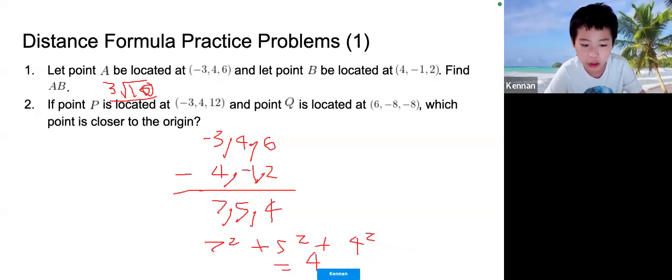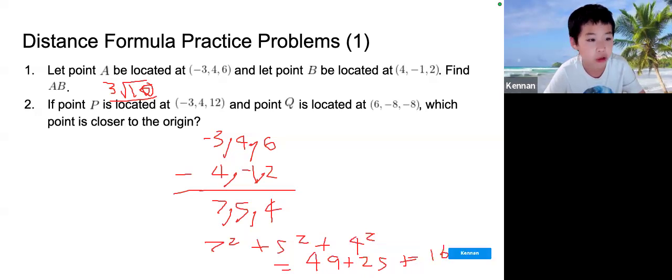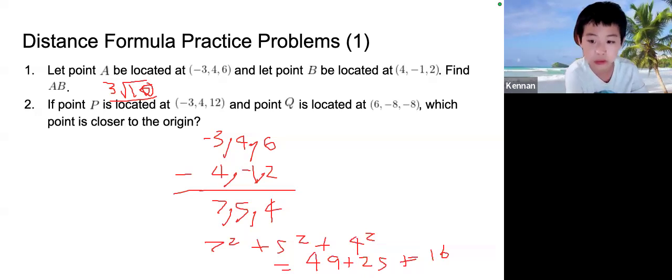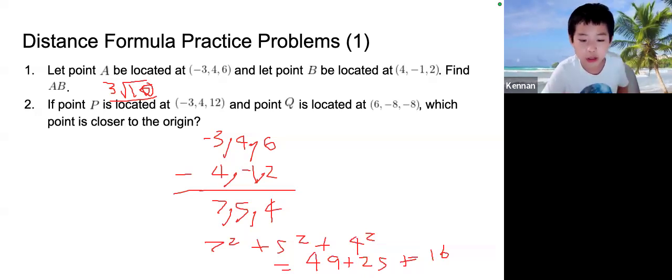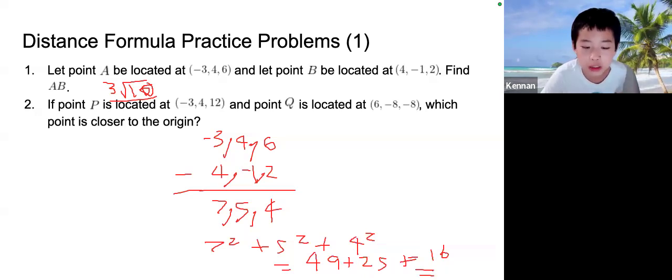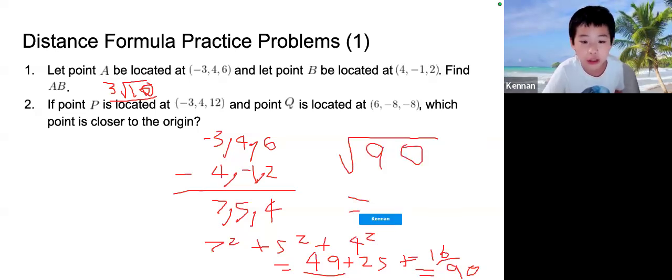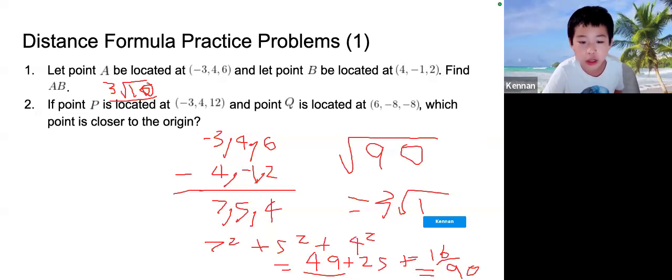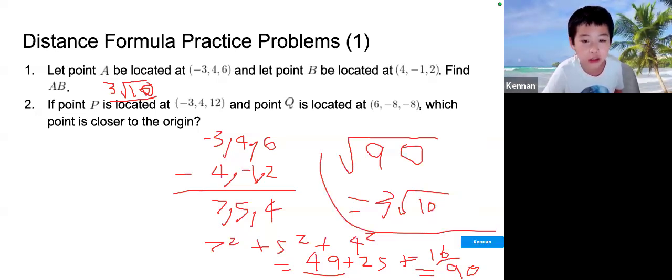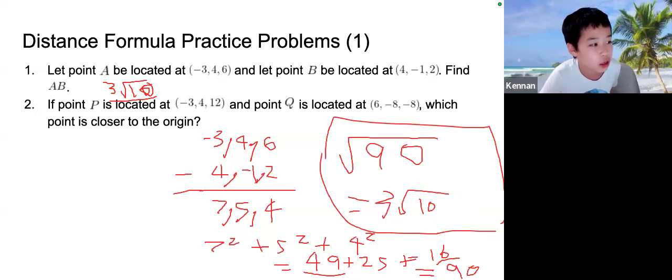This gives us 49 plus 25 plus 16, that's 90. So in the end, by using the distance formula, we get the square root of 90. The square root of 90 is 3 root 10. So yes, I think 3 root 10 should be correct. And I think Justin will talk about number 2.